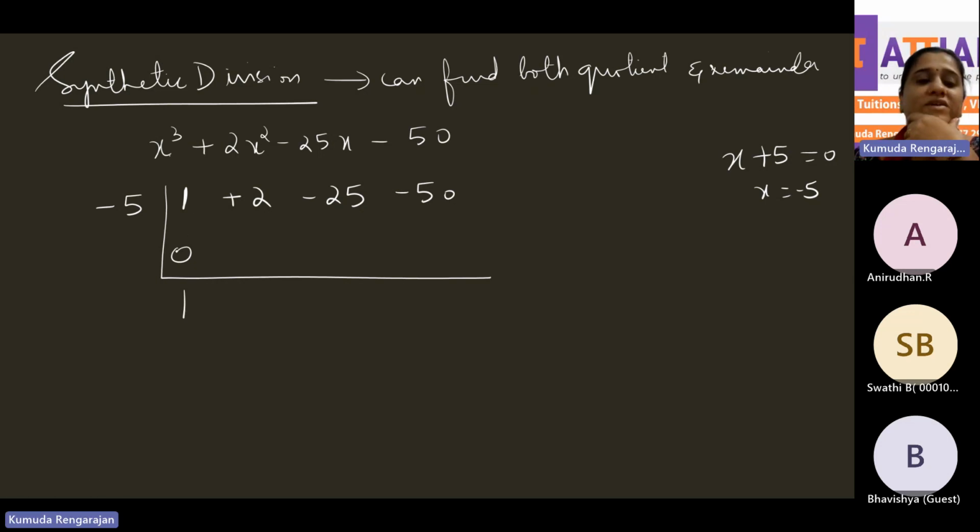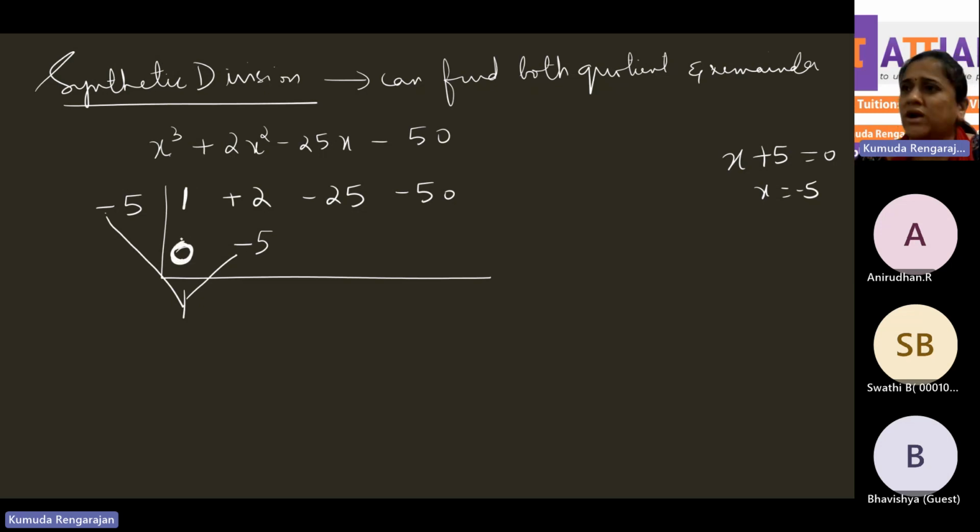Okay. So always start with the 0 here and bring down this number as it is. 1 and 0 is 1. Now multiply. Minus 5 into 1 is minus 5. Write that result here. Minus 5. Always start with the 0 here, children.